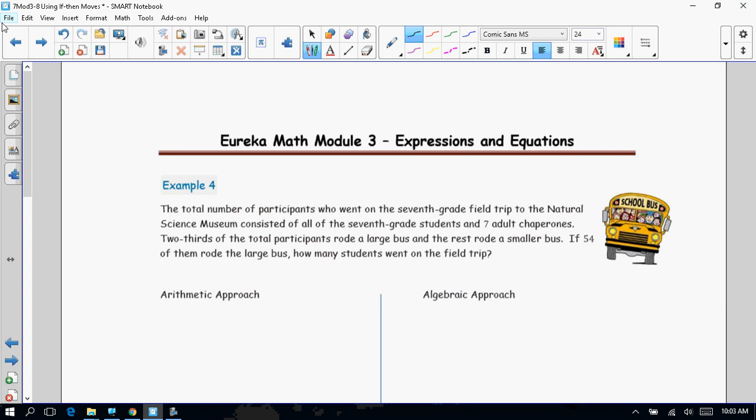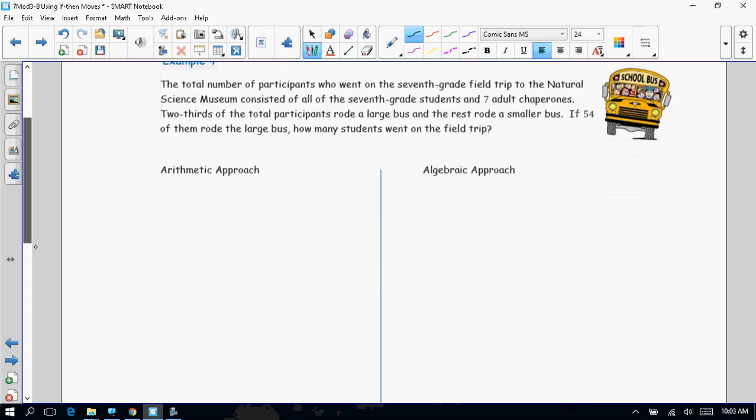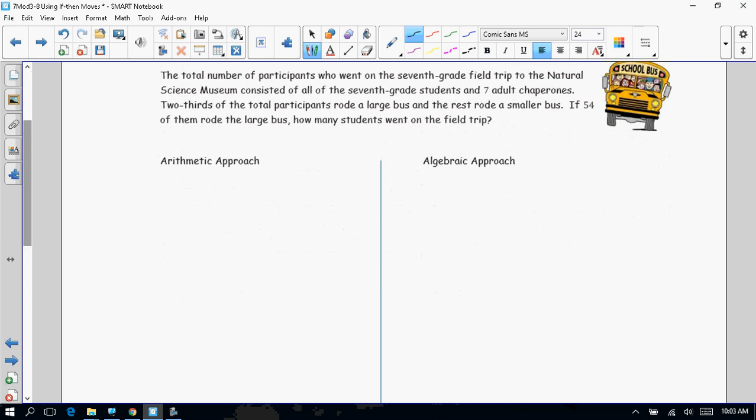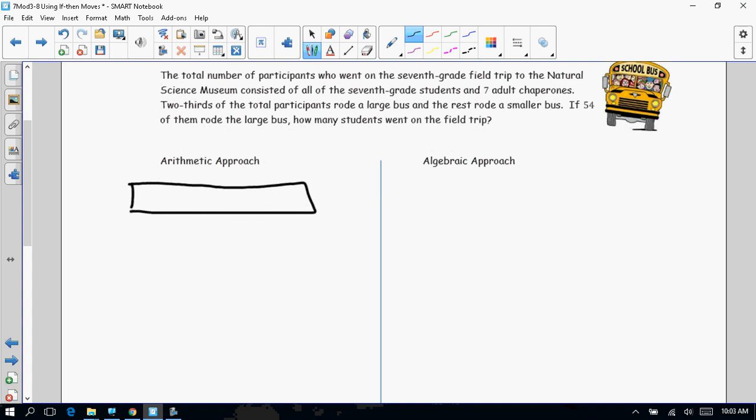Okay, so we can do this with the arithmetic approach and the algebraic approach. For the arithmetic approach, I am going to draw a tape diagram. We know that 2/3, so in other words, I'm going to break this into thirds. 2/3 of the kids were on the large bus, right? Large, and this would be small. Oh, and by the way, part of that small group, we have to include the adults. How many adults did we have? We had 7 adults, so I'm going to toss that in there as well.